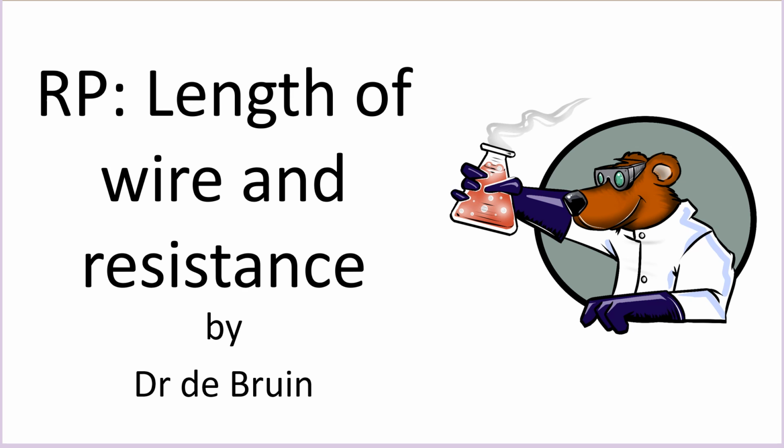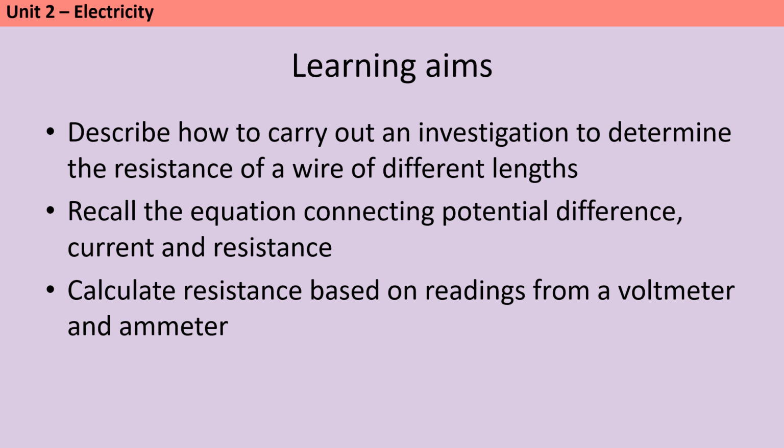This is a revision video for AQA GCSE Physics, in which we look at the first part of Physics Required Practical 3. This is where we investigate the impact of changing the length of a wire on the resistance of that wire. By the end of this video, you should be able to describe how to carry out an investigation to determine the resistance of a wire of different lengths.